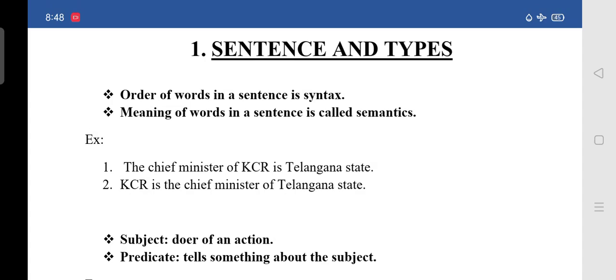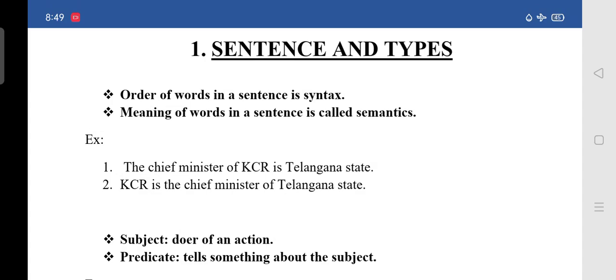Is it in a meaningful way? Yes. What we are telling is, KCR is the chief minister of Telangana state. So it has semantics and syntax. It has order of words as well as meaning of words, whereas in the first example, it has neither order nor meaning. So it is not a semantic nor a syntax. But the second sentence has order of words as well as meaning of words.